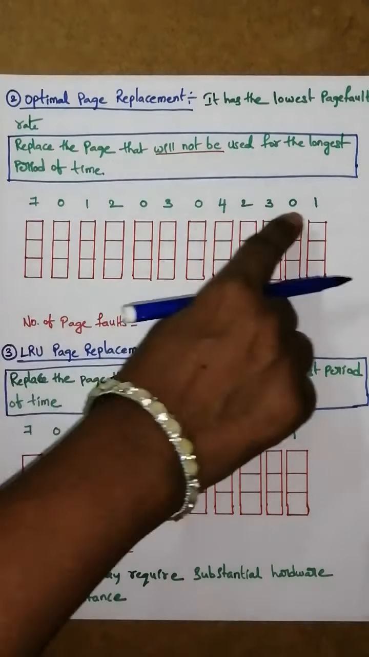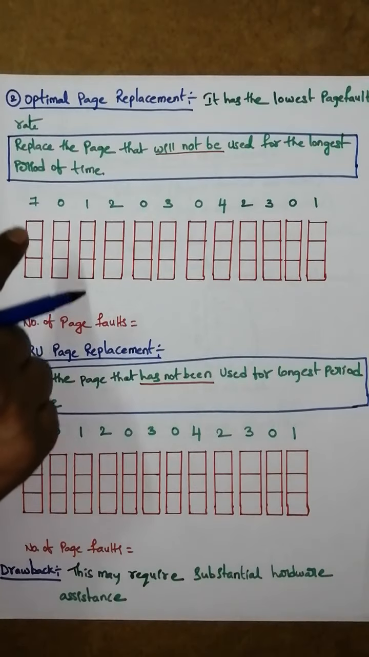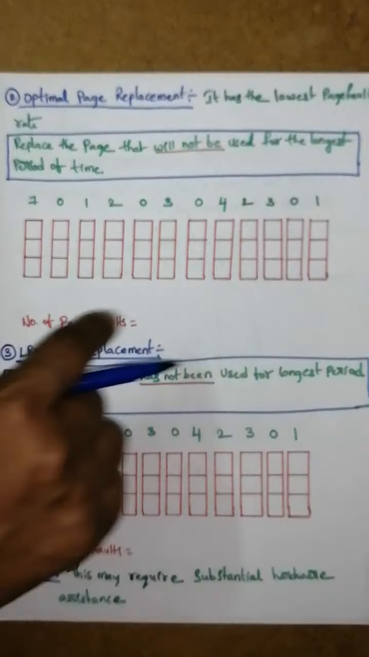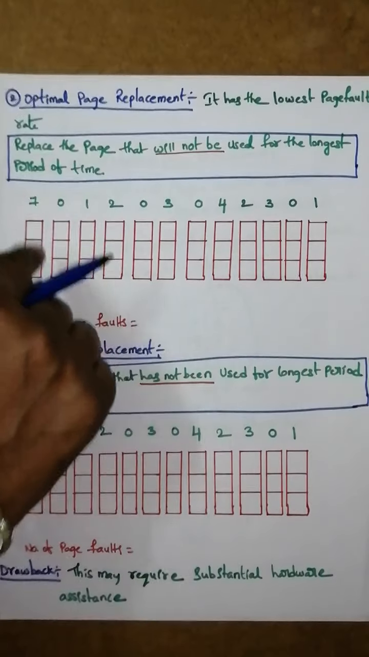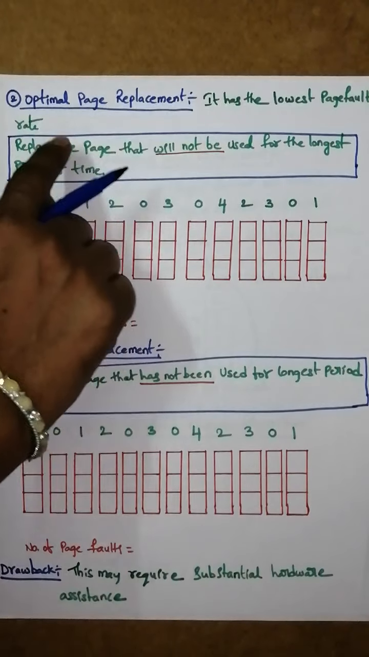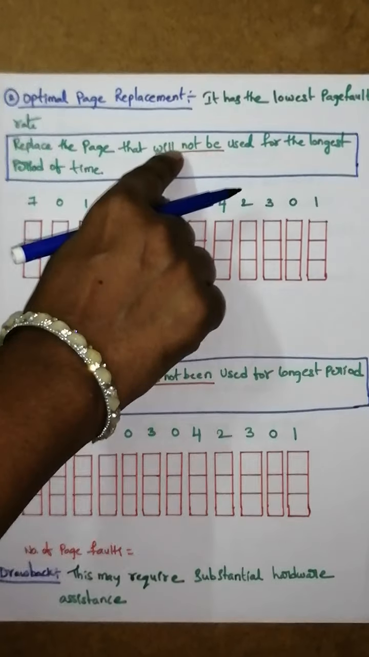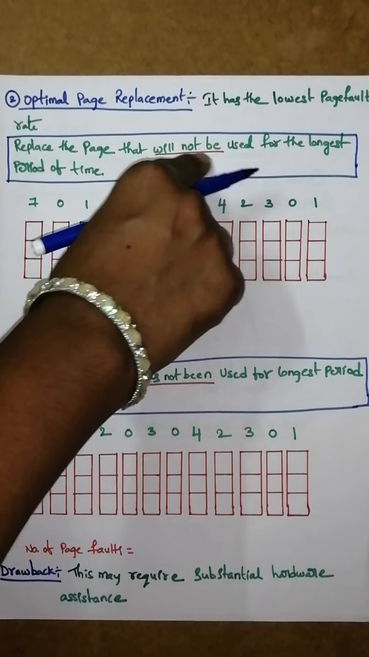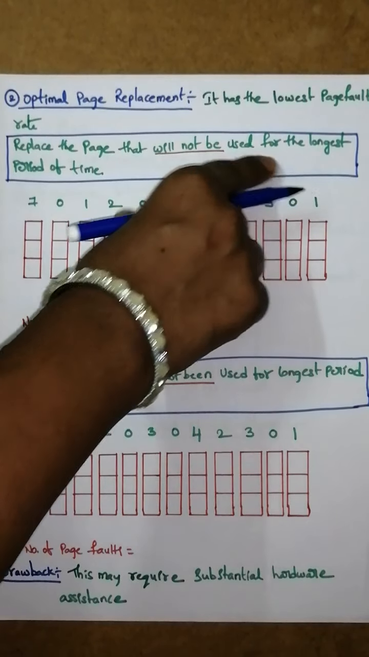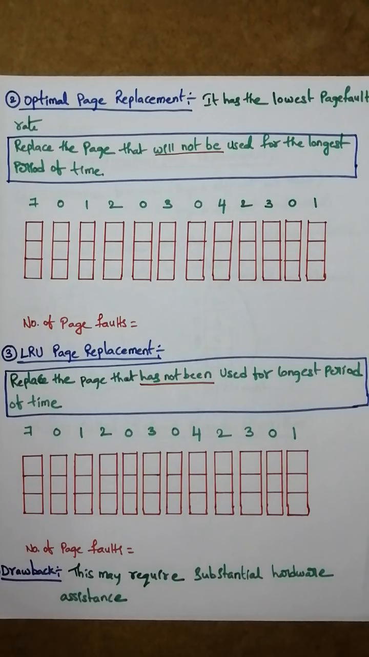We are given a reference string and 3 frames. Now we have to store these pages in the frames using this optimal page replacement criteria. It will replace a page that will not be used for the longest period of time. So you have to see in the future whether you are going to use that page or not. If you are using that page, you should not replace it. Now let's see how it is done.